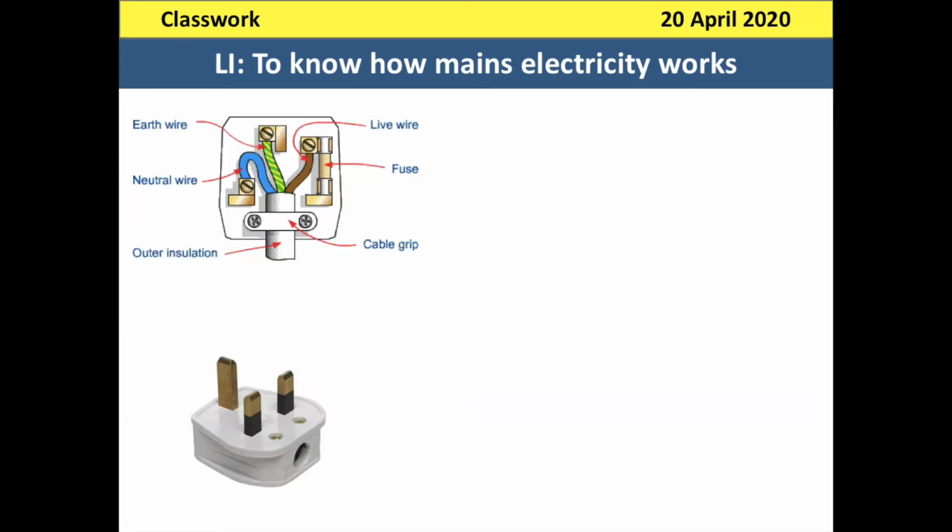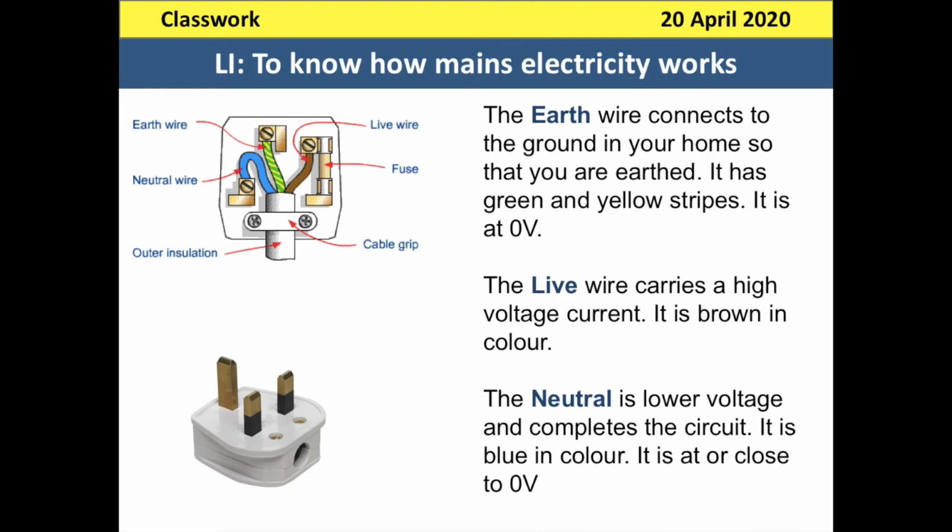Right, now let's look at the structure of a plug then. As you can see on the diagram, we've got the structure of a plug there, and we've got a live wire, an earth wire, and a neutral wire. Please note that the live wire is brown in colour, the earth wire is green and yellow stripes, and the neutral wire is blue in colour. Now the earth wire connects to the ground in your homes so that you are always earthed. As I've just said, it's green and yellow stripes and it is always at 0 volts.